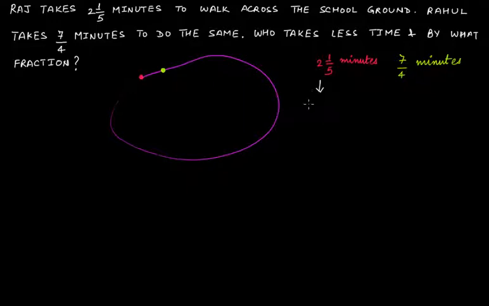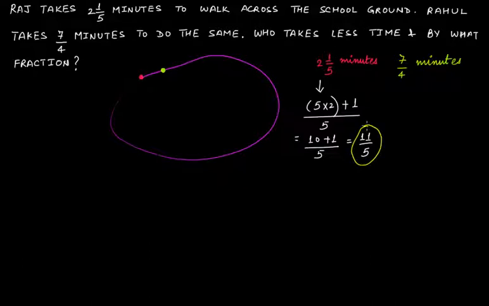So to write this mixed fraction as an improper fraction, this is 5, that's the denominator, times 2, this whole number, plus 1, and then over 5. This will become what? 5 times 2 is 10 plus 1 over 5. This will be 11/5, right? So 11/5 is the improper fraction for this one. Remember this. And now we have 7/4 for this one, right?